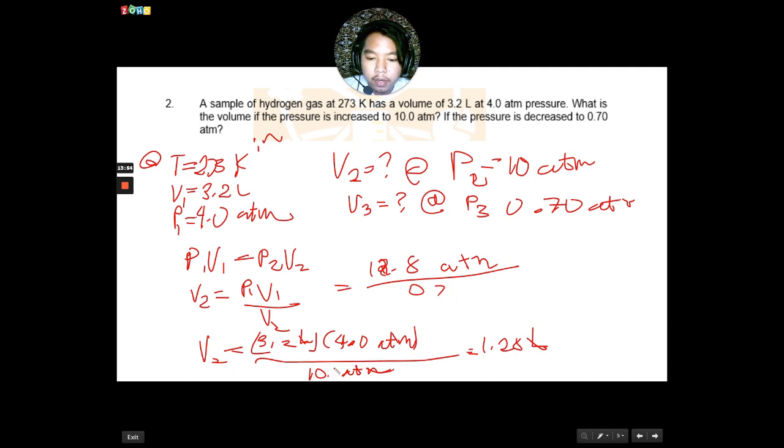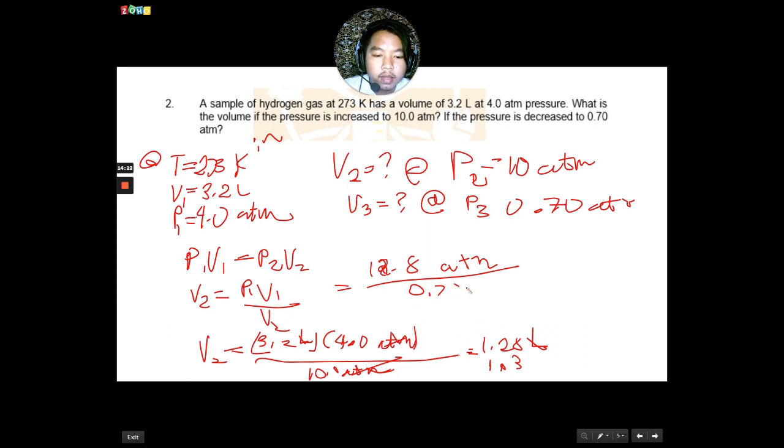Since this is 10.0 atm, the atm cancel. The significant figures here are 1, 2, 1, 2, 1, 2, 3. That's two significant figures. This is 1.3, right? 1.3 liters. Sorry for my handwriting, but hopefully you can listen to the things that I'm saying.